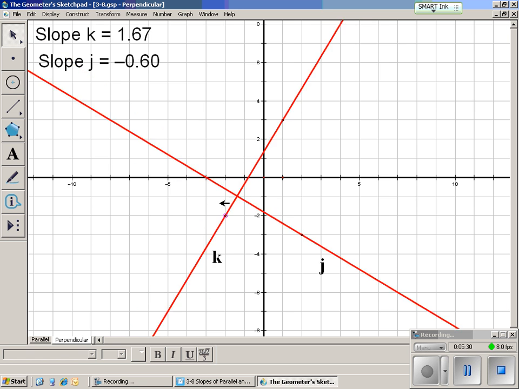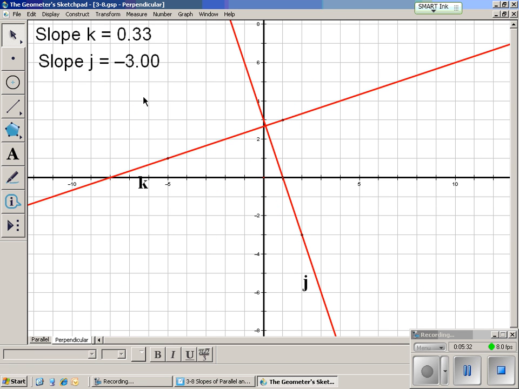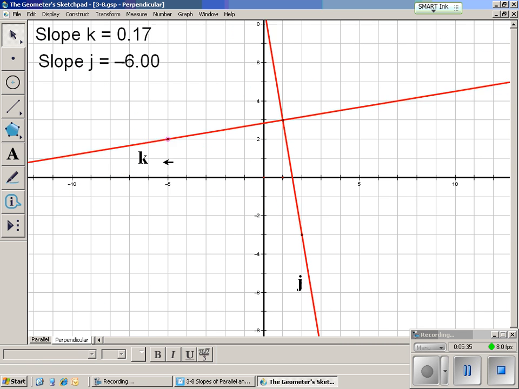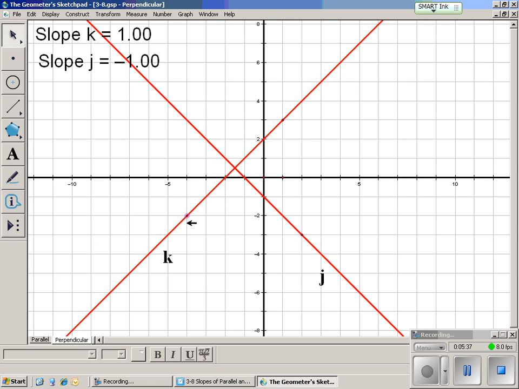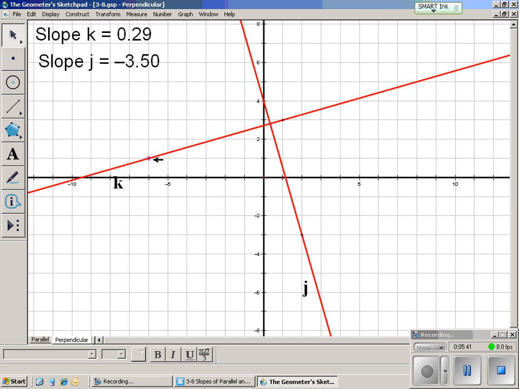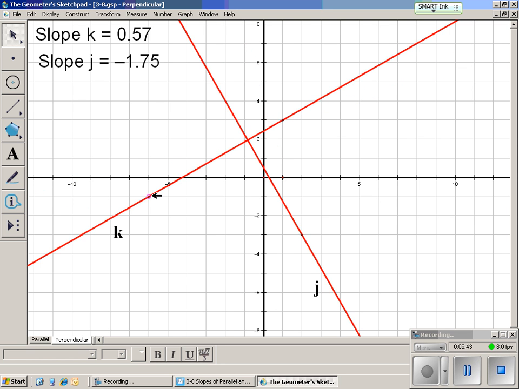The first thing you'll notice about the slopes, which are up here, is that they're not the same. It's in decimal form, but if you multiply these slopes together, you would always get, let's see here, let's find an easy one.